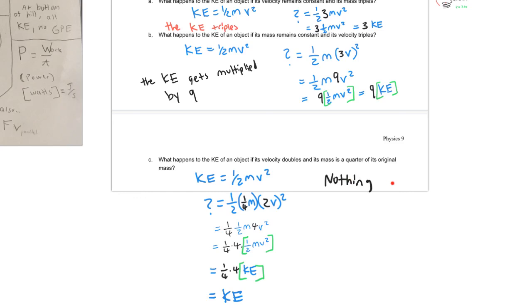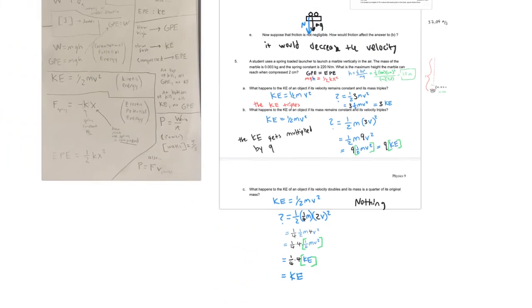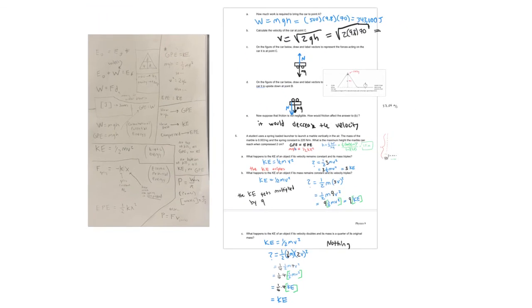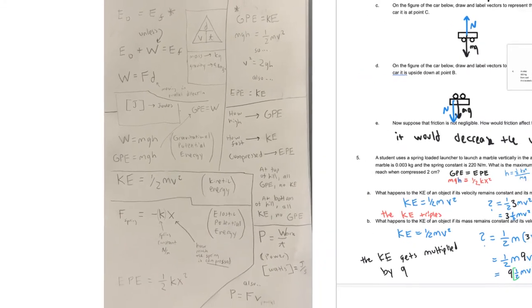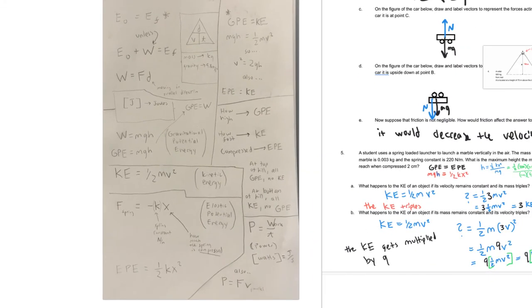So I'm being a wise guy by writing nothing. But if you want to be a little bit nicer, you could say it remains the same. Okay? So anyway, that is how you do everything on this review sheet. I hope it made sense. So for my student at home, pause it, rewind it, whatever you got to do. I think one thing is for sure, you must copy this. Must copy this.